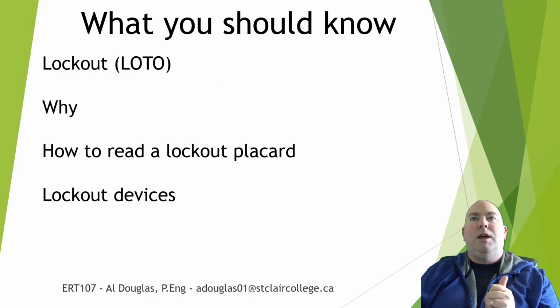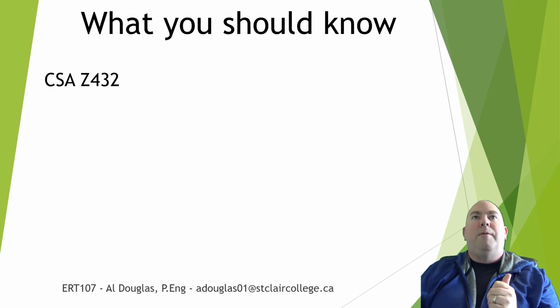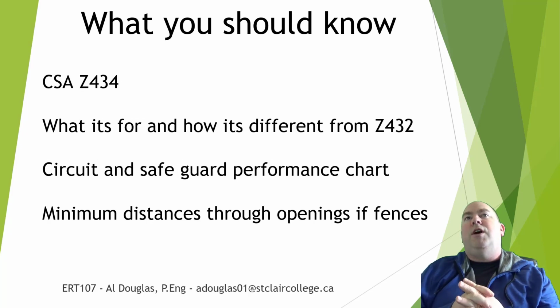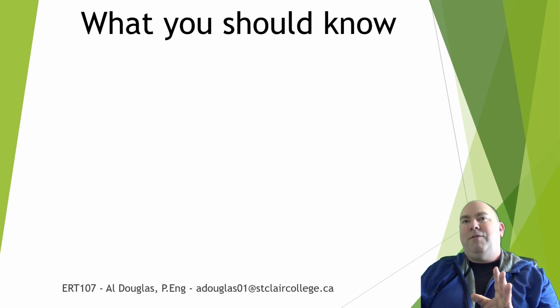why we do lockout, how to read a lockout placard, lockout devices and the rules and procedures for it, and then the two different safety standards, the Z432, what it is, how to do the safe distance calculations if I give you the formula, and how to do the reach over calculations for the different fence heights and hazard distances, and then the Z434 standard, how that's different from the 432 standard, circuit and safeguard performance charts, and the minimum distances through different fence hole size openings. That's all the safety stuff.